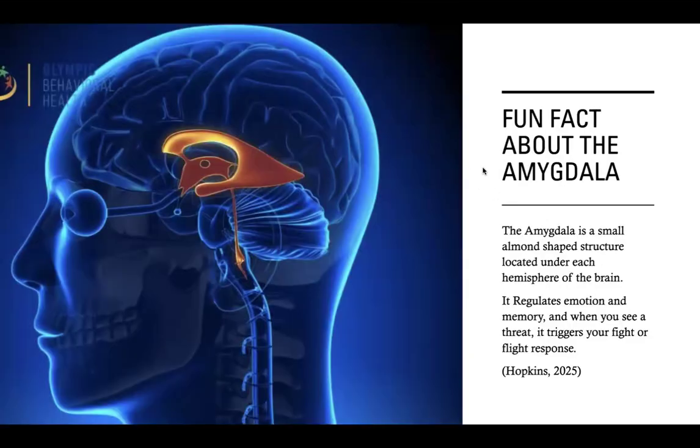This is a fun fact about the amygdala, which is a small almond-shaped structure located under each hemisphere of the brain. So it's located under the right hemisphere and the left hemisphere of the brain. It is the part that regulates your emotion and your memory. You see that it's on the side of the brain, so it's near the temporal lobe. It regulates your emotion and memory, so when you see a threat, it triggers your fight or flight responses.